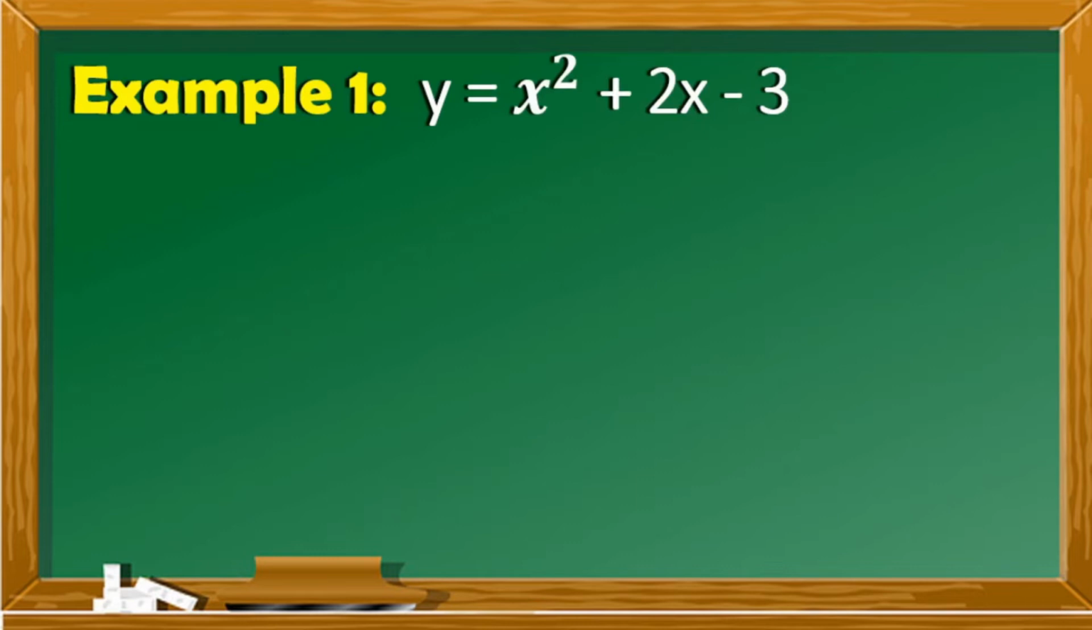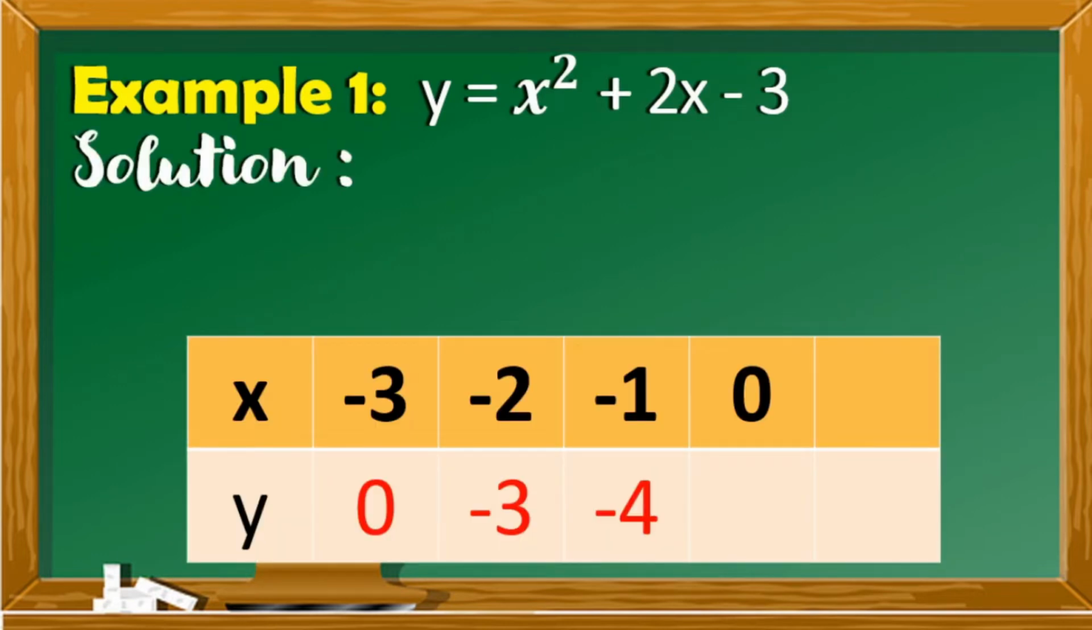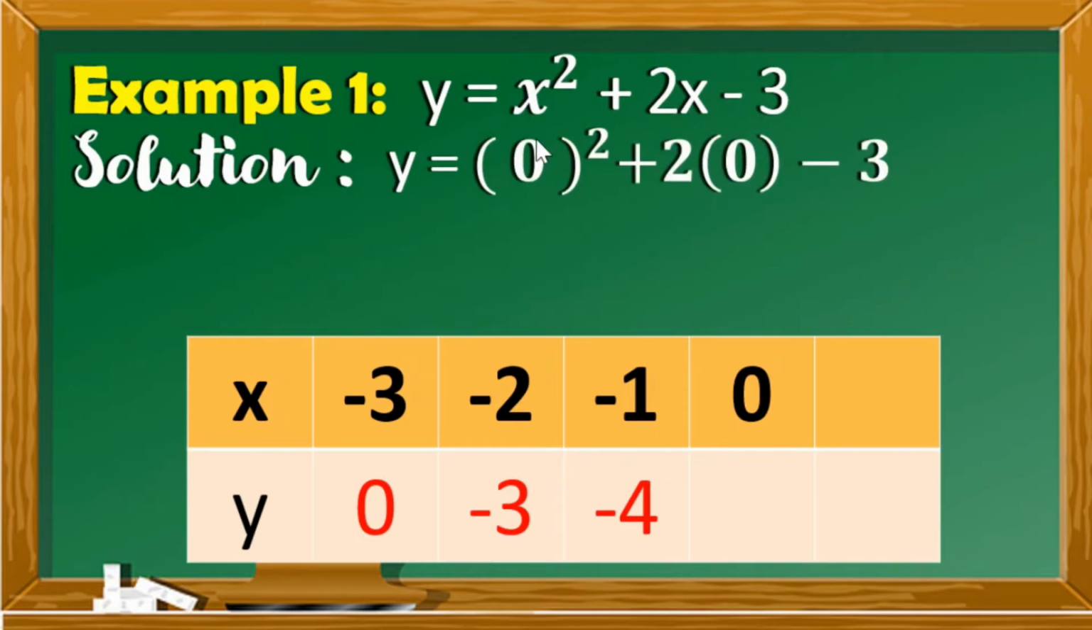Let's do the same procedure if x is equal to 0. Showing our solution, y = 0² + 2(0) - 3.